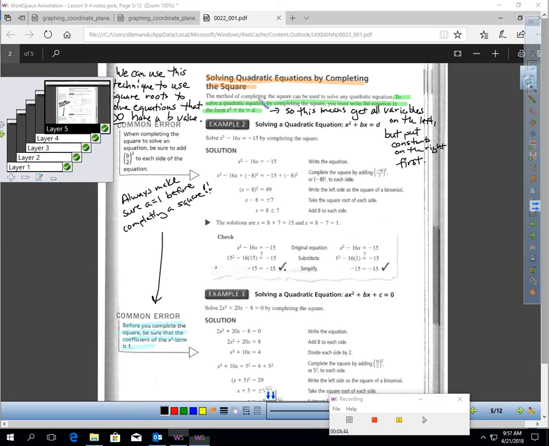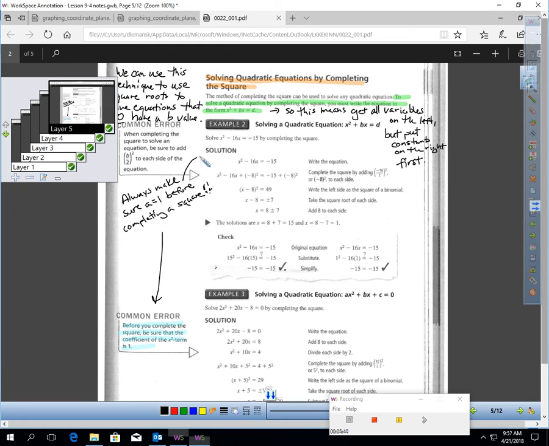Always make sure, if you're going to complete a square, that a is 1 before attempting to complete the square. Remember, the a value, let me highlight here, the a value is the number in front of the square term. Like you see in this problem, a would be 1. Always want to make sure a is 1 before trying to complete a square. So let's look through these two example problems here.